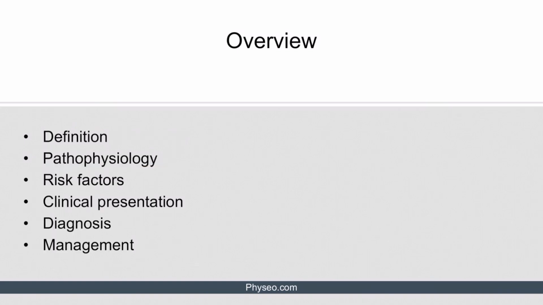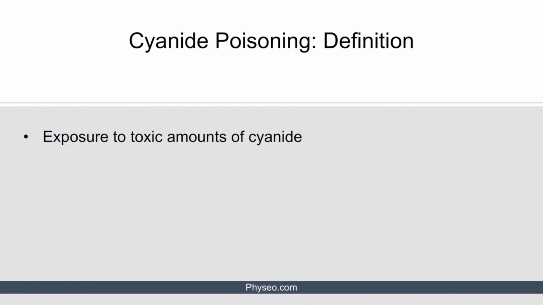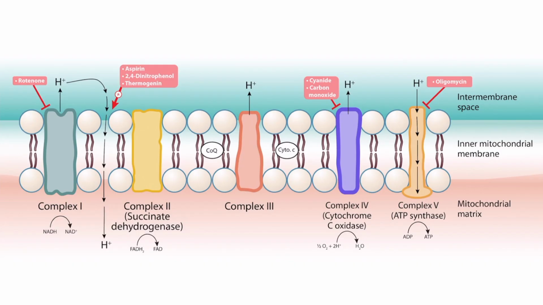As with methemoglobinemia, we'll cover the definition, pathophysiology, risk factors, clinical presentation, diagnosis, and management. Cyanide poisoning occurs following exposure to toxic amounts of cyanide. Let's utilize this image illustrating the electron transport chain on the inner mitochondrial membrane to explain the pathophysiology of cyanide poisoning. Normally, a molecule of oxygen gets reduced to a molecule of water in complex 4, thereby completing oxidative phosphorylation and allowing for aerobic metabolism.